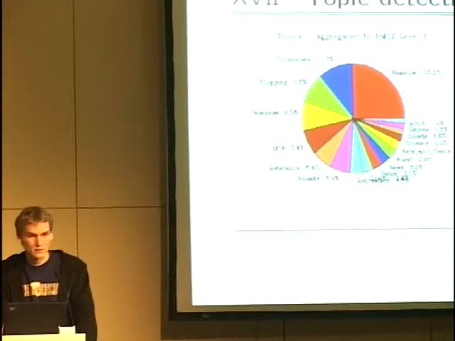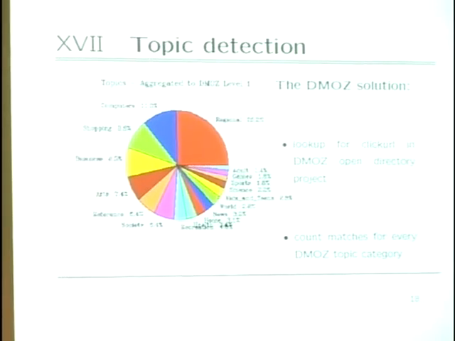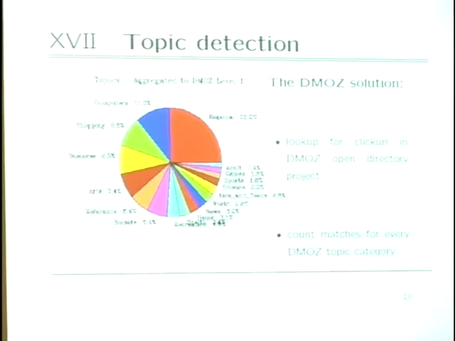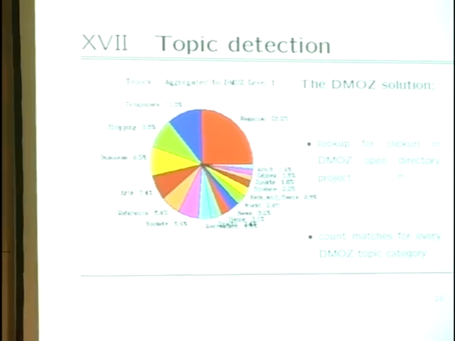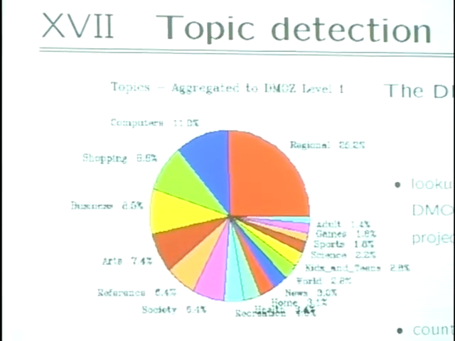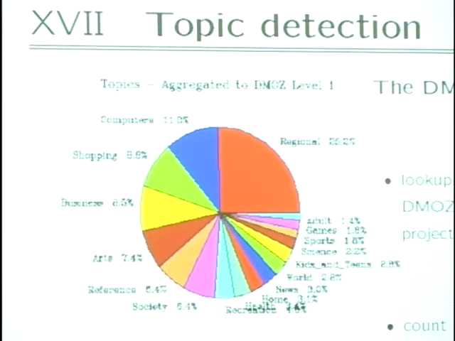Okay, we're not only interested in the frequency of a single query, we are interested in the frequency distribution of topics. So the question is, how can I detect the topic of a query? There are a number of possible solutions. I have chosen a very simple one, which I call the Demos solution. If you want to determine the topic of a query, you look up the URL on which the user clicked in the Demos directory, and you take the topic category of the URL in the Demos directory as the topic for the search query. Then you count the matches for each topic category. And this is the result.